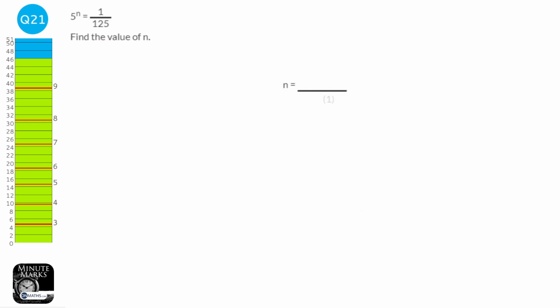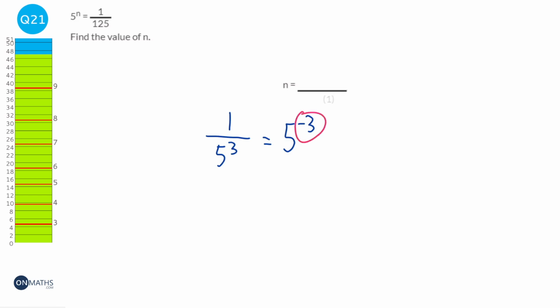The first thing to notice is that 125 is 5 cubed, so instead of 1 over 125 it would be 1 over 5 cubed. And we know that when you have a negative power, it actually turns into the reciprocal of that number. So 5 to the power of minus 3 becomes 1 over 5 to the power of 3. So n is going to be this minus 3.